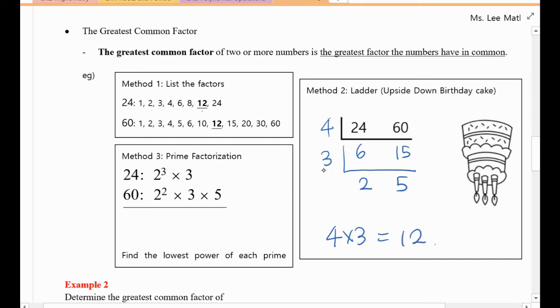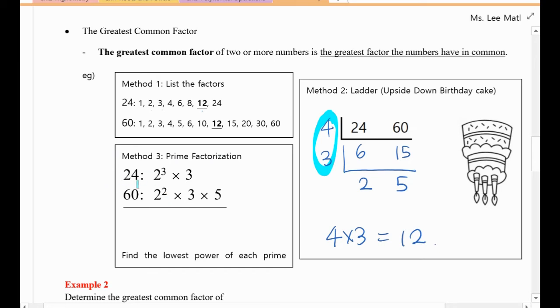So this is the upside down birthday cake method. It looks like a birthday cake, right? Here, this is the second method. You just multiply 4 and 3 to find the greatest common factor. Okay? Third method, prime factorization.